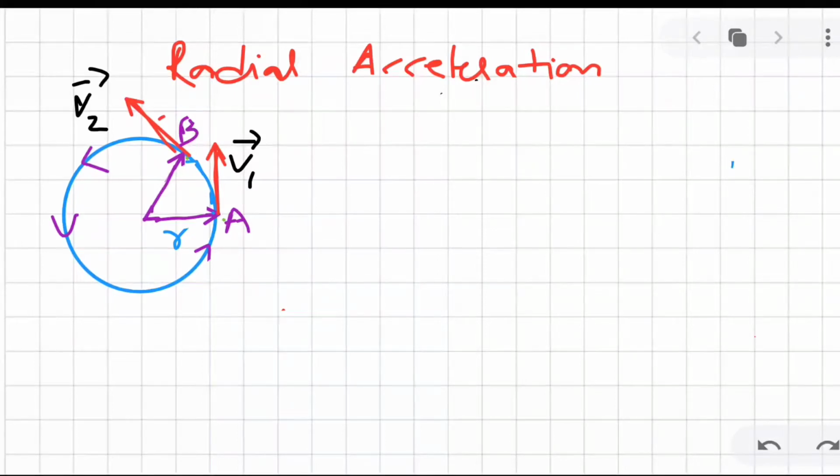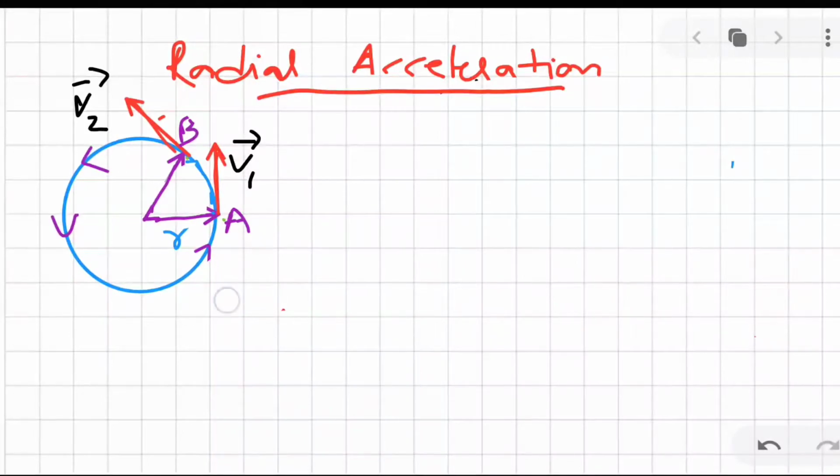Hi everyone. So in this video we will see one more way of studying or deriving the expression for radial acceleration. Now I'm discussing two ways just to strengthen the concept of this circular motion.